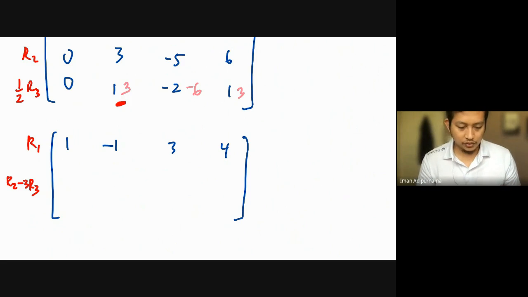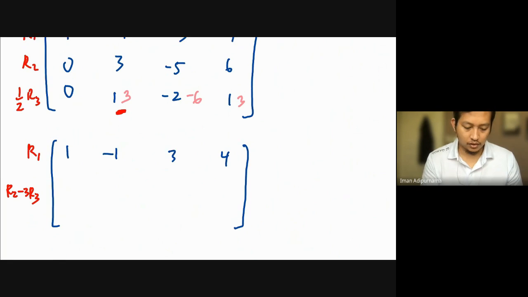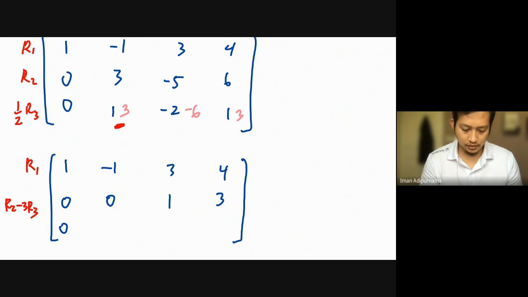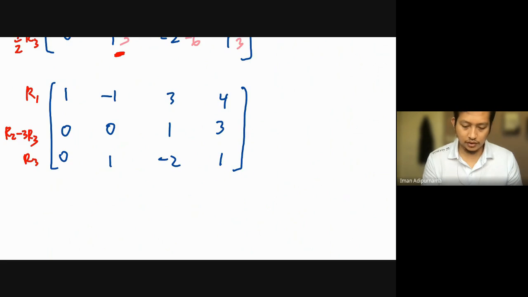Okay, we are going to solve the R2 to become a new R2, minus 3 R3. So this will be R2 is 0, 0. 3 minus 3 is 0, minus 5 plus 6 is 1, and 6 minus 3 is 3, and then the other one is still the same, R3. And let me explain one more. So 0, 1, 3, 1, and then we can switch row 1, row 2, and row 3.